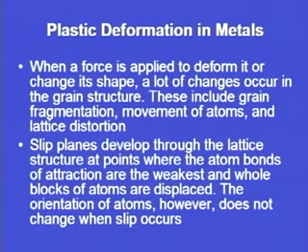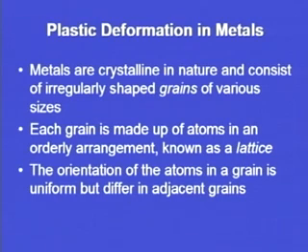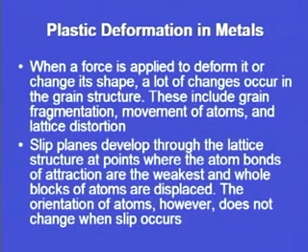Now, as we have seen the basic structure of a metal, it is crystalline, made up of grains, and the orderly arrangement of atoms is called a lattice. Once again, metals consist of irregularly shaped grains of various sizes. Each grain is made up of atoms in an orderly arrangement known as a lattice, and the orientation of atoms in different grains is not uniform. The orientation is not the same for all the grains. Now, how does plastic deformation take place?